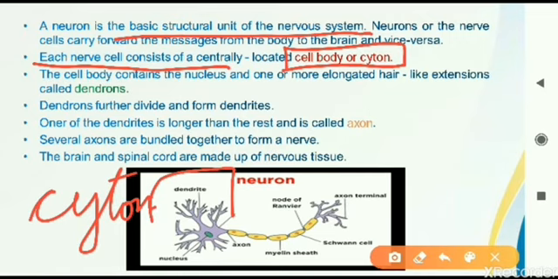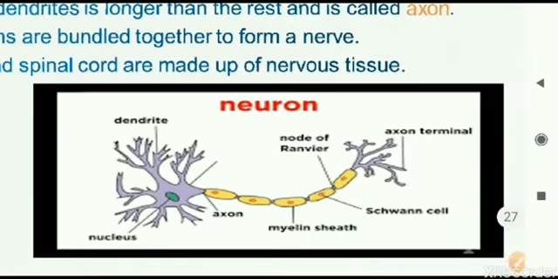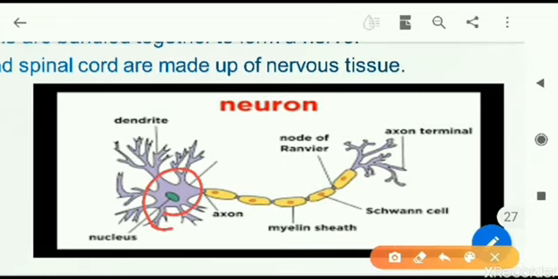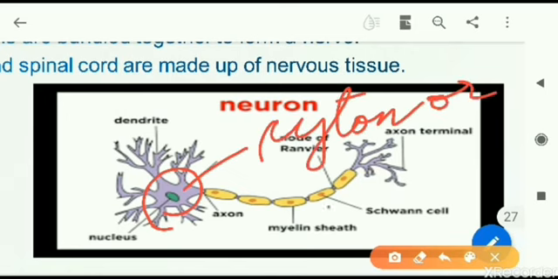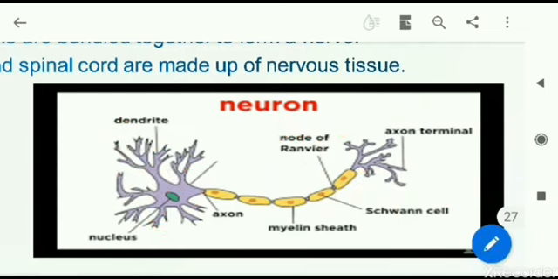The second one: the cyton has many branches. You can see in the diagram now. Here the central part is the cyton, or cell body. Now from there you can see many branches coming out. So what are these branches called? These branches are called dendrites. The different branches are called dendrites, and they can also be called dendron.